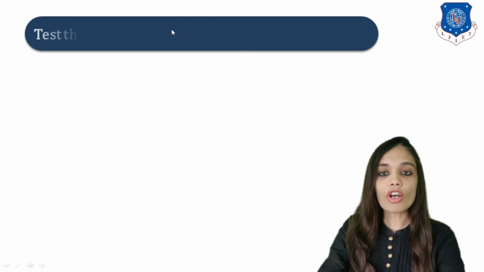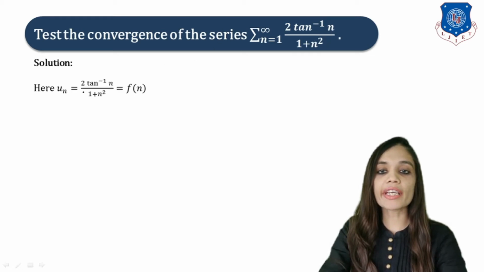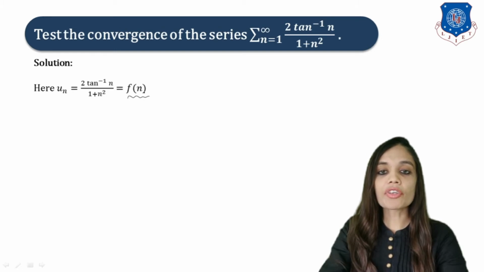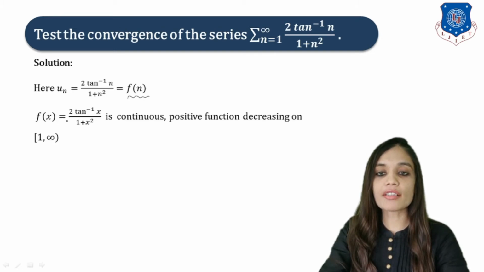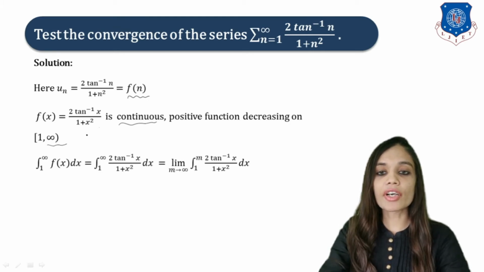Okay. Let us solve one more example. Here we have to test the convergence of the series summation n is equal to 1 to infinity 2 tan inverse n upon 1 plus n square. So here you are given un as 2 tan inverse n upon 1 plus n square, which can be written as f of n. Now replace n by x. So you will get f of x is equal to 2 tan inverse x upon 1 plus x square, which is a continuous positive function decreasing on closed 1 to open infinity, right? So again we can apply our integral test.